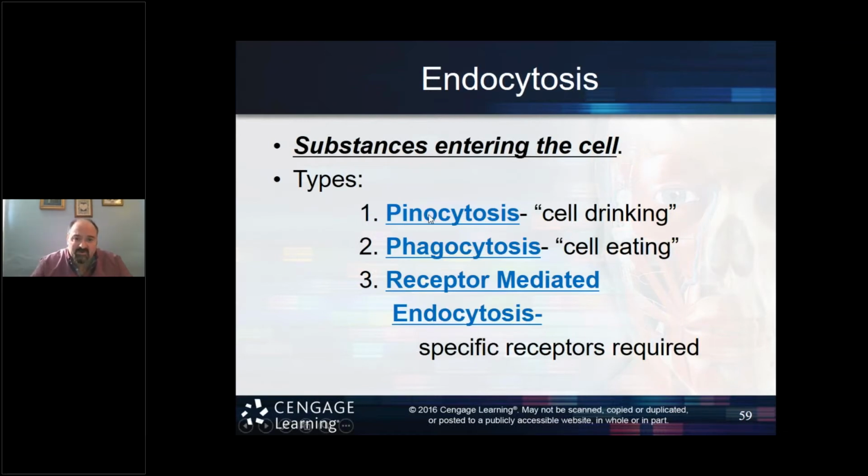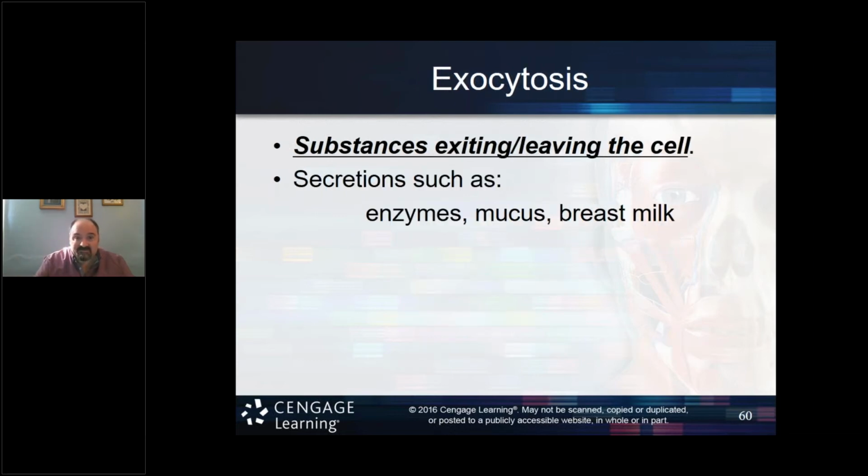You will need to know these different types of terms describing endocytosis, material entering the cell. Okay? Pinocytosis for liquid material, phagocytosis for material that's not a liquid, okay? And receptor mediated for specific receptors that will allow information, molecules, whatever the material may be, to pass into the cell.